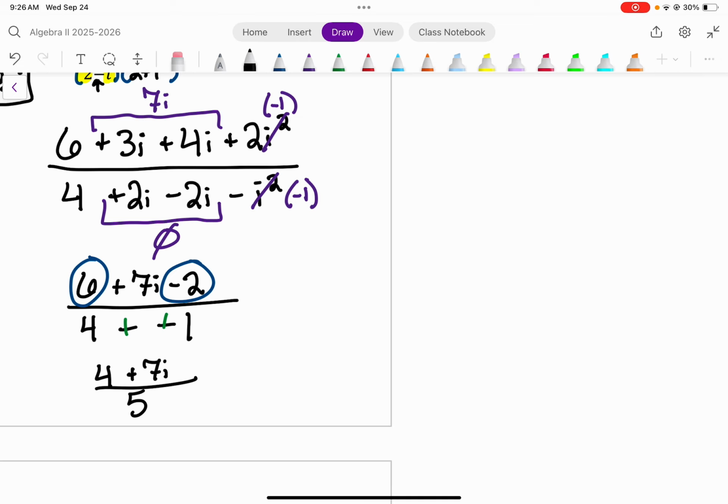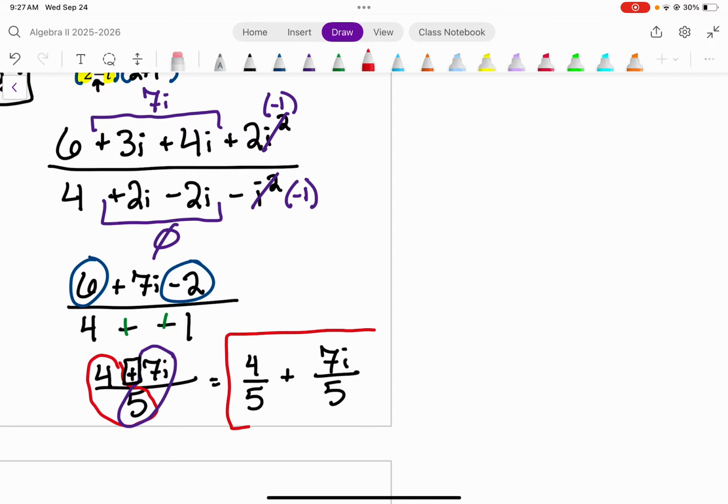Don't forget, again, in standard form, we need one real part, one imaginary part. So we're going to write one fraction with the real part over the denominator and one fraction with the imaginary part over the denominator. This sign on the top should be what's in between your two fractions. So because that's a plus, we should be adding our fractions. So this would be equal to 4 over 5 plus 7i over 5. These fractions can't be simplified, meaning that is our final answer.